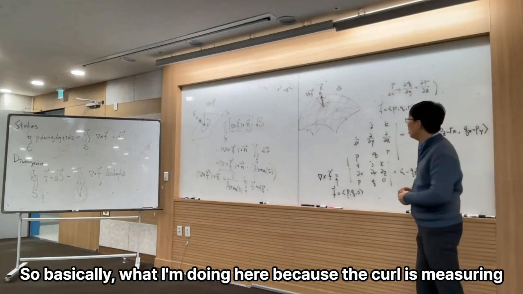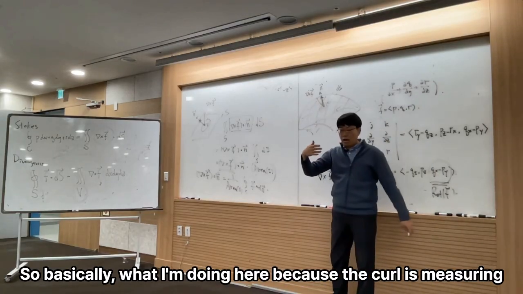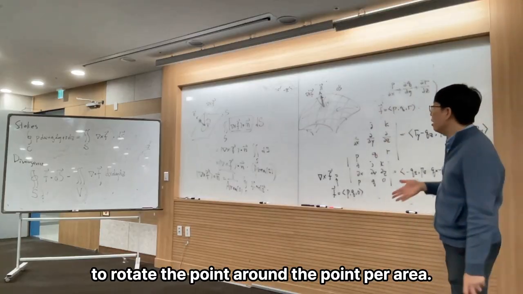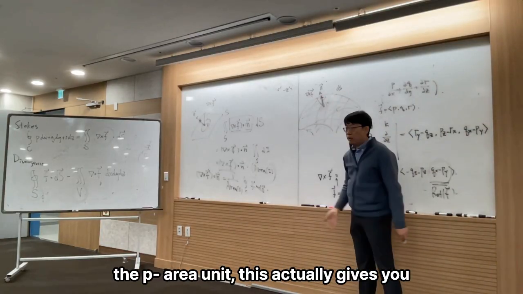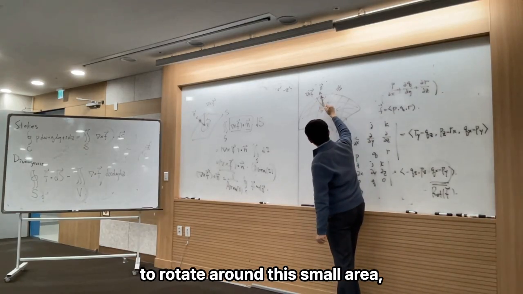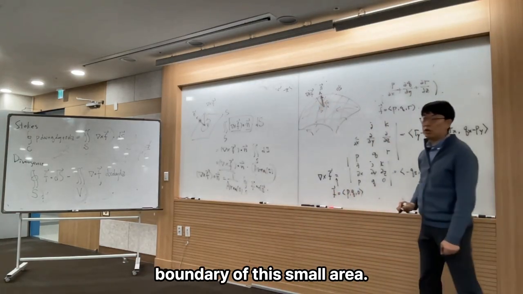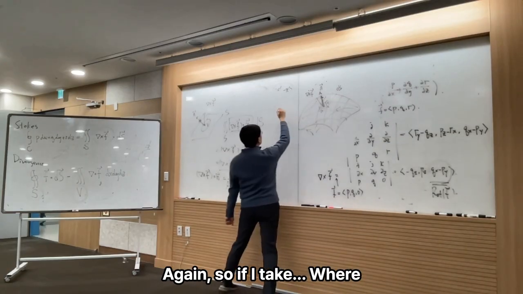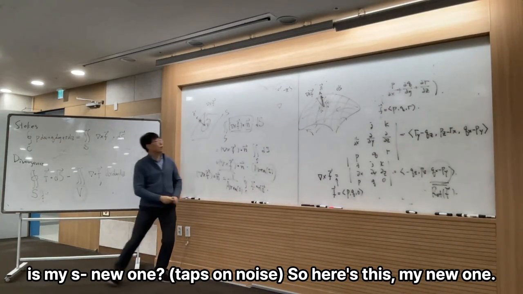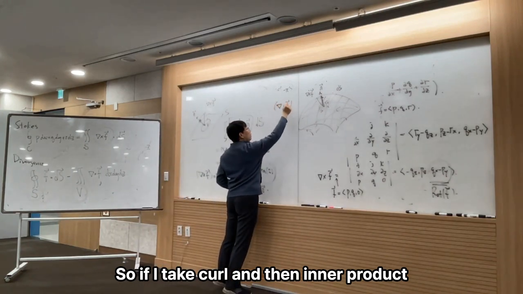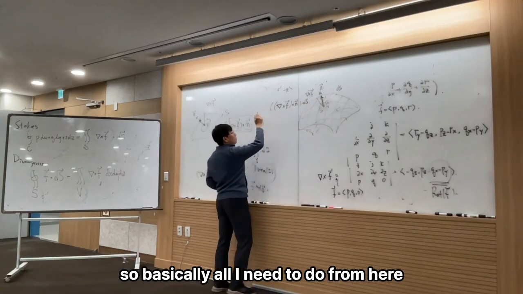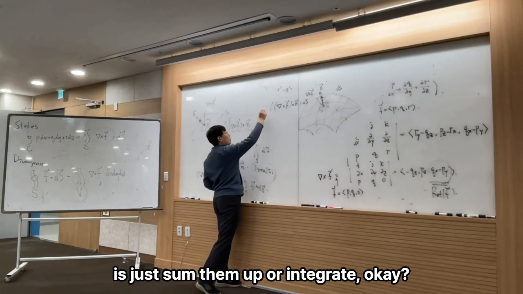Because the curl measures how much work has to be done to rotate around a point per area, since we multiplied by the area unit, this gives you how much work has to be done to rotate around the boundary of this small area. So if I take the curl, take the inner product with the orientation, and multiply by dS, all I need to do from here is sum them up or integrate.